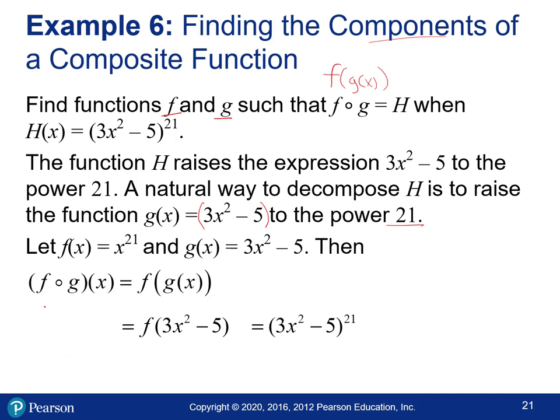So then we know, based on this decomposition, that we could say the outside function, f, is the 21st power, so x to the 21st, and then the inside function is that inside expression, so the inside part is just the expression 3x squared minus 5.